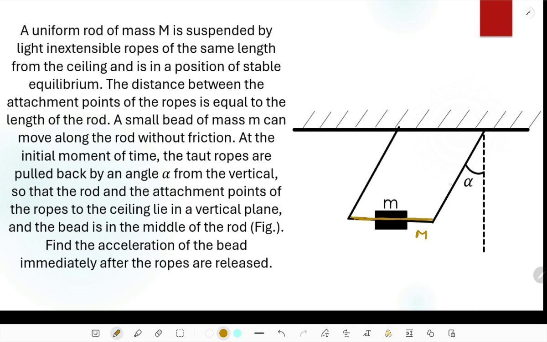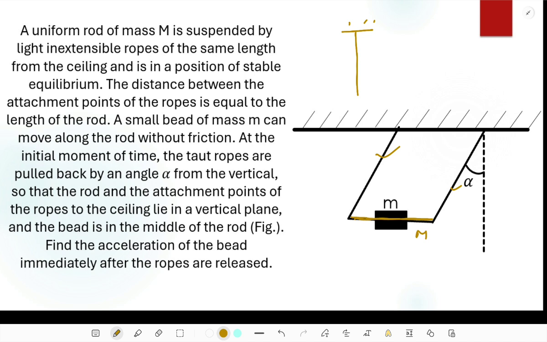These are the ropes. Rope length and rod length are the same, and the system is in a position of stable equilibrium. If I take the side view of this picture, it looks something like that.